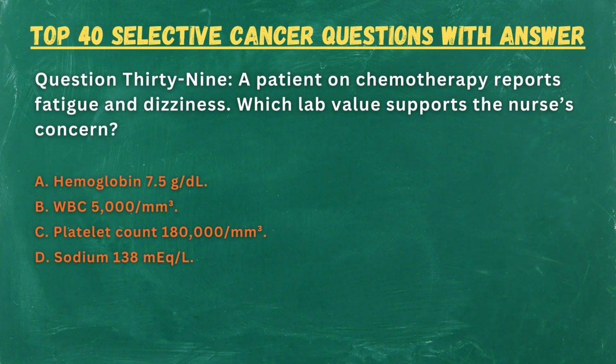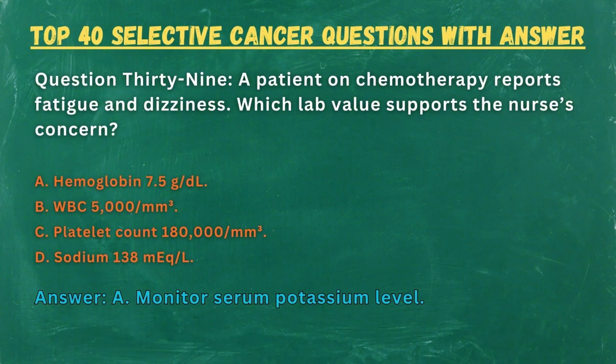Question 39. A patient on chemotherapy reports fatigue and dizziness. Which lab value supports the nurse's concern? A. Hemoglobin 7.5 g/dL. B. WBC 5000/mm³. C. Platelet count 180,000/mm³. D. Sodium 138 milliequivalents/L. Answer: A. Hemoglobin 7.5 g/dL.